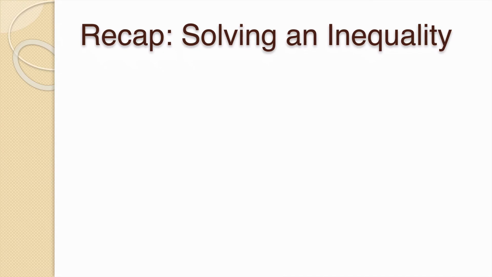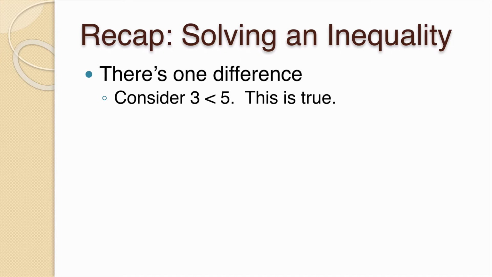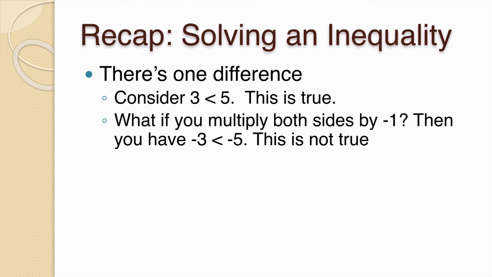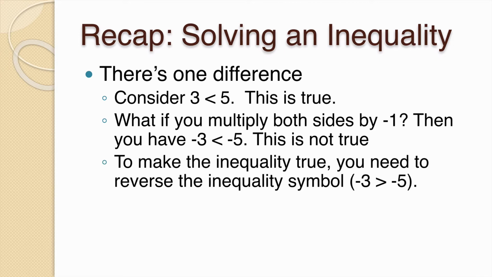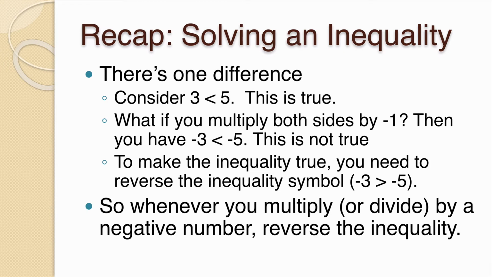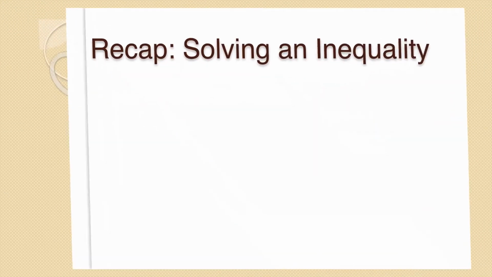Okay, so I just said that you solve it just like an equation. There's one difference, and that difference has to do with negatives. Look at 3 is less than 5. That's a true sentence. What if you multiply both sides by negative 1? Then you have negative 3 is less than negative 5. That's not a true sentence. So in order to make it a true sentence, you would have to reverse the inequality symbol. So you had negative 3 is greater than negative 5. So basically what that means is whenever you multiply or divide by a negative number, you have to reverse the inequality.